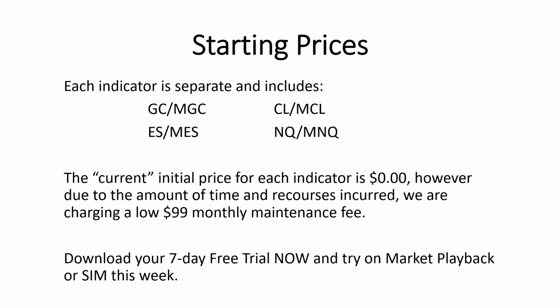So prices: the indicators are separate because everybody has their own market that they trade. So GC and MGC, and obviously the micros are just combined into one, but GC is gold, and then, as I say, Bell, it's Luna, it's Ruby. Our Luna is over here, NASDAQ, and crude is Leo.